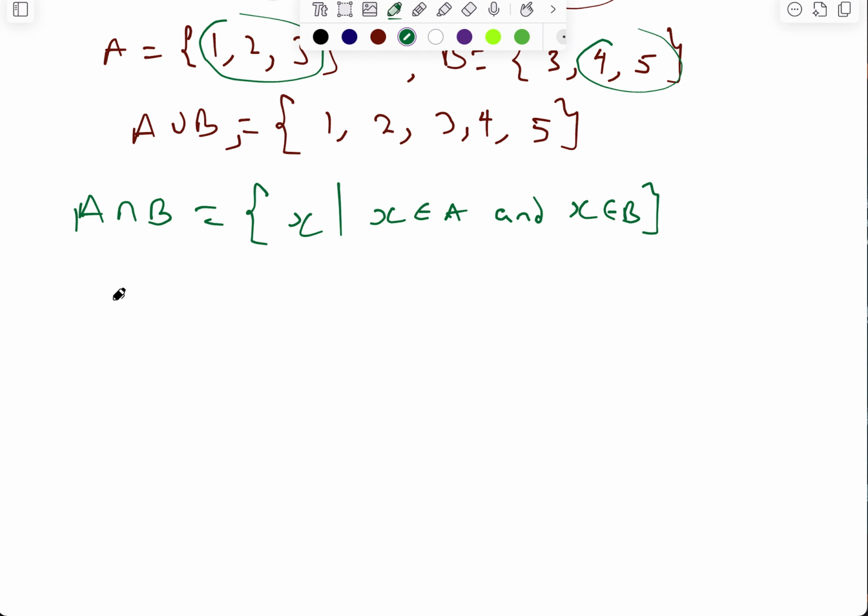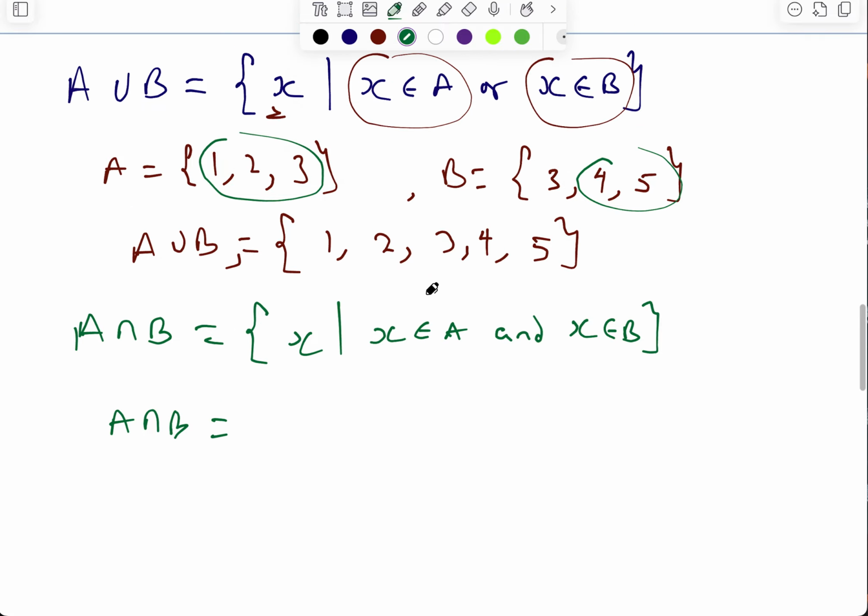So for instance, A intersection B, still using the same sets I gave earlier: what they have in common is 3. Therefore, A intersection B is a singleton set that contains the element 3.